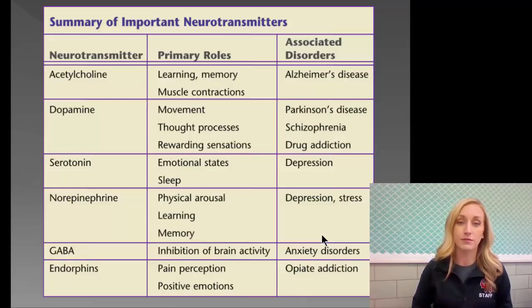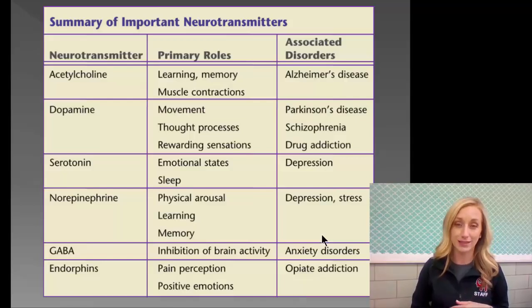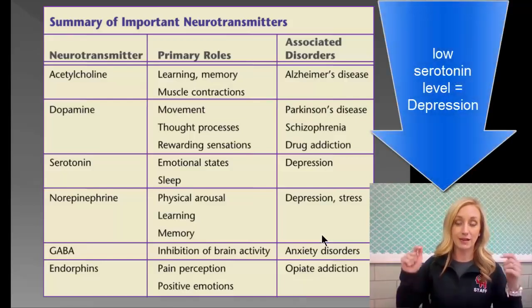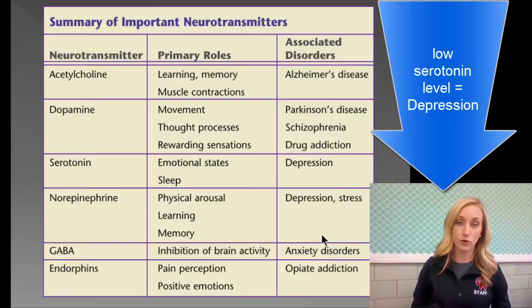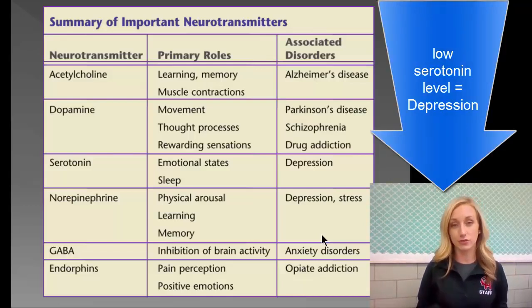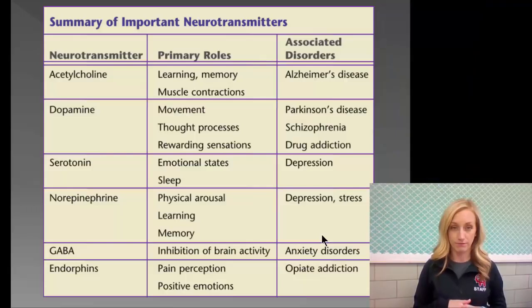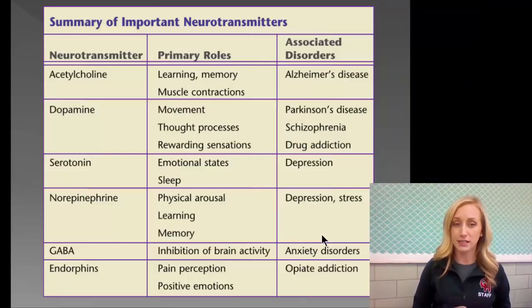Serotonin. Primary roles involve emotional states as well as sleep, and associated disorders would be depression, and that someone would have a low level, abnormally low level, or decrease in serotonin. Norepinephrine is the next one. It's involved in physical arousal, learning, and memory. Associated disorders include depression as well as stress.